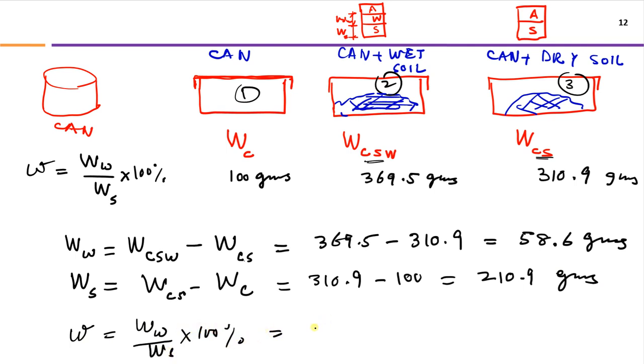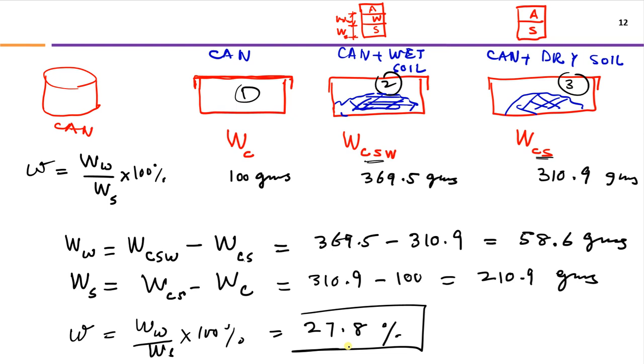So when I put the values and I simplify, this comes as 27.8%. So this soil has a moisture content of 27.8%. So this is how we carry out the moisture content test in the lab. And this test is repeated a minimum of 5 times when we do the compaction test.